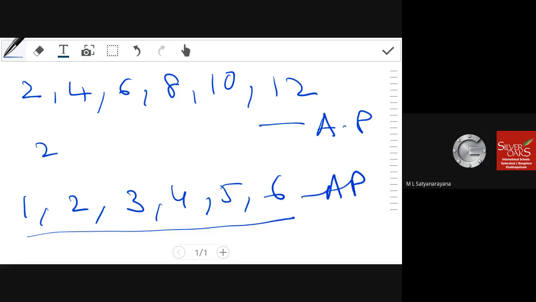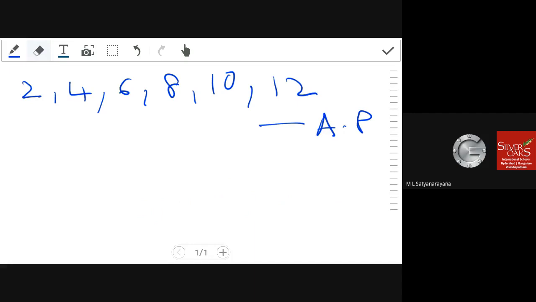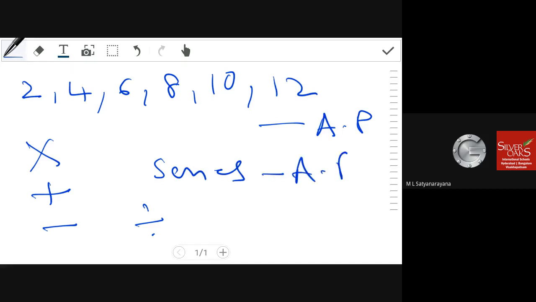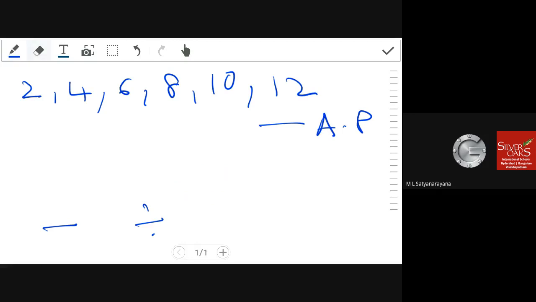So what is the conclusion? The conclusion says for any arithmetic progression series, if you multiply, add, subtract or divide, the series will never change. It will be in AP only. These are some few interesting properties. These are the 4 properties you have. This is a special property I have to tell you.